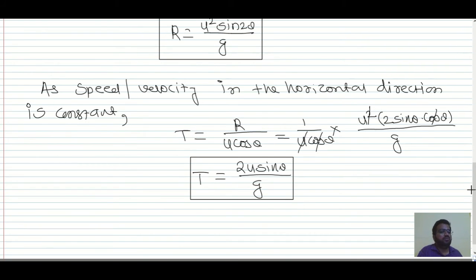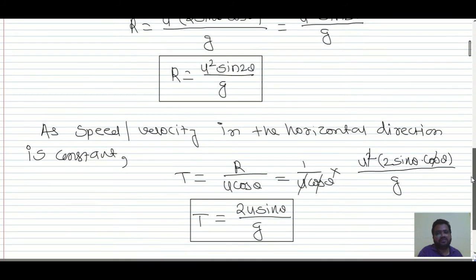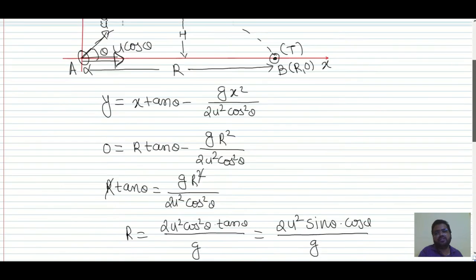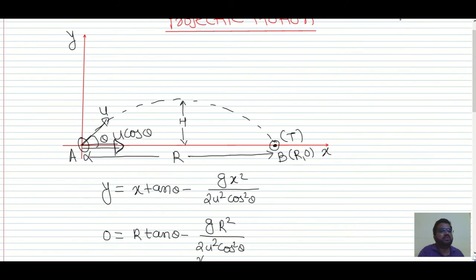Now once we got this time of flight and the range, we can calculate easily the maximum height. Now, how to calculate maximum height? See, at what time will the ball be at maximum height? It will be at T by 2. Why? Because it is symmetric. Time of ascent is equal to time of descent. We can say as it is moving upward and then downward, right? So at time T by 2, it will be at H.